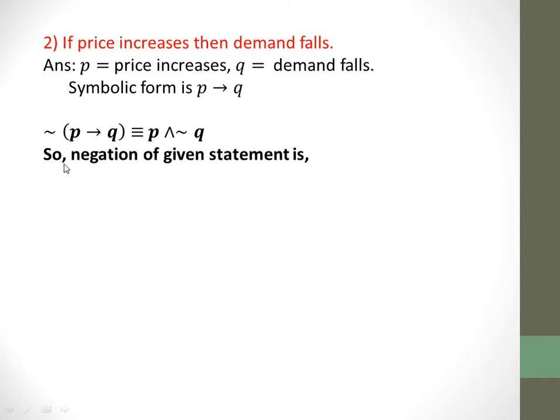So P and negation Q is our negation of the given statement. See how you will write it. We write P, then and, then negation of Q. So it becomes price increases, and demand does not fall. So the whole negation is: price increases and demand does not fall. While taking the negation of an implication you have to use this rule, and as per this rule we write the sentence. So this is the negation of the given statement. See carefully.